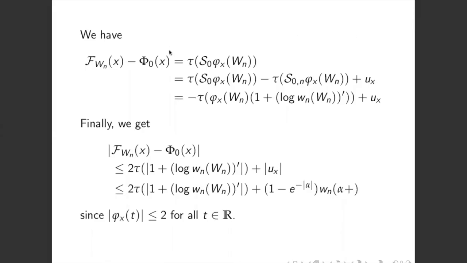By step two, the distance here is written by the expectation of S_0 phi_x at W_n. By step three, the expectation is written by here. Finally, by using the definitions of S_0 and S_0n, this value is written by here. We get that the absolute value of this is less than or equal to here by using the triangle inequality and the facts of uniform estimation of phi_x. Finally, by calculating the absolute value of u_x, we can get that it is less than or equal to here.